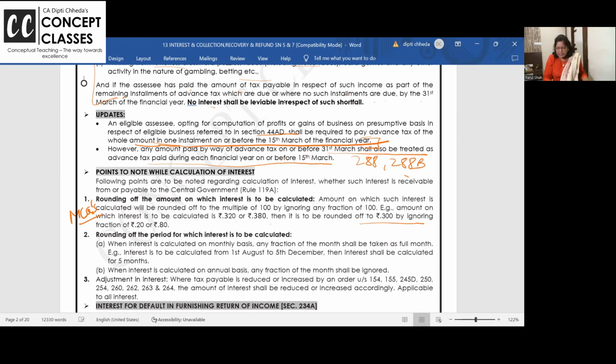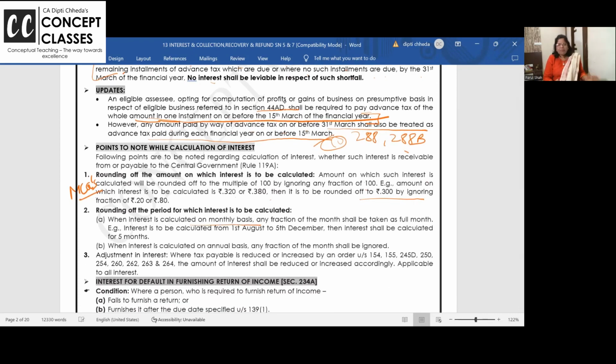Sections 288A and 288B say your total income and final tax along with cess and surcharge are all rounded off in multiples of 10 rupees. But for interest calculation, whatever your tax is, it is rounded off on the lower side. And period is rounded off on monthly basis. If there's a delay from 1st August to 5th December, interest will be calculated for August, September, October, November, December, though December is only 5 days.